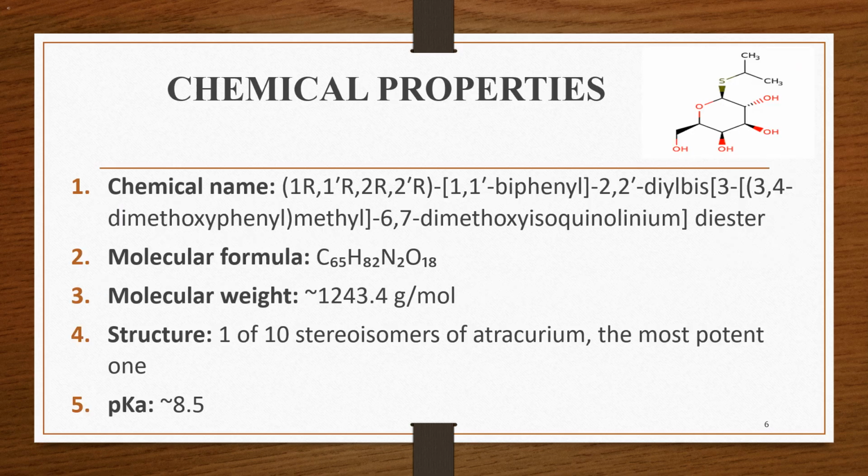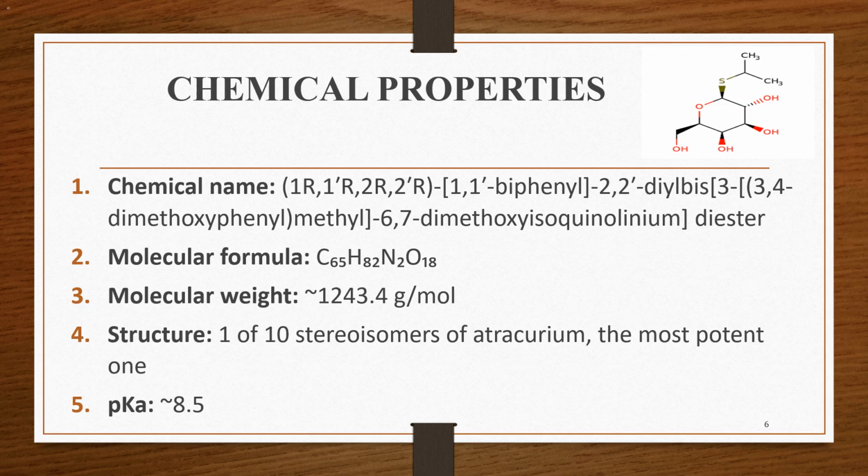Chemical properties of Cisatracurium. 1. Chemical name. (1R,1'R,2R,2'R)-2,2'-[1,5-pentanediylbis[oxy(3-oxo-3,1-propanediyl)]]bis[1-[(3,4-dimethoxyphenyl)methyl]-6,7-dimethoxyisoquinoline] ester. This is the specific chemical naming for Cisatracurium based on its structure.